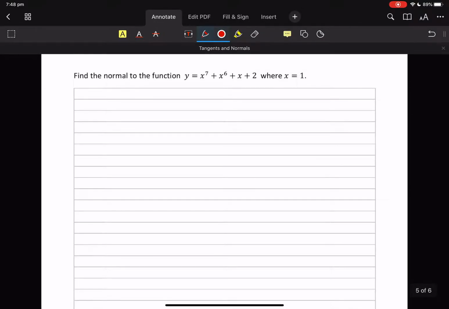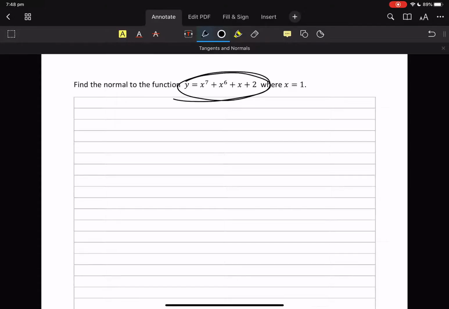Oh, find the normal to the function. A normal, what's the word normal? It means perpendicular. I'm doing this one on purpose. Look at those silly numbers there. It doesn't really matter. They're all the same. The big numbers don't scare us.